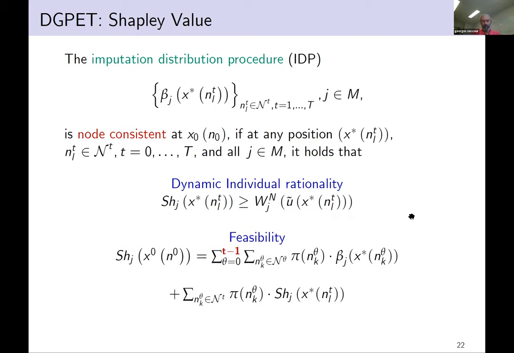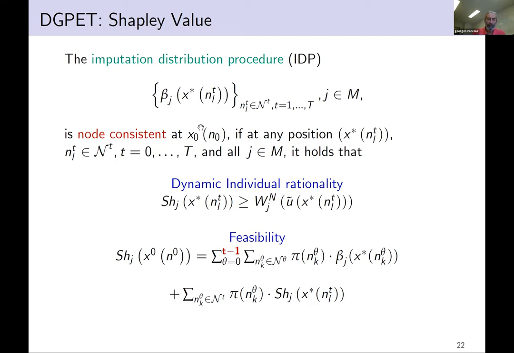Now, suppose that I have done this. Now I know what each player is entitled to get in the whole game. Now I would like to do the following thing. I would like to take this payoff and decentralize it over nodes in a way such that I can get node consistency. So the last step in my algorithm is to introduce a so-called imputation distribution procedure. This is a time function, node function if you wish, that depends on the nodes. And I have to define it for all nodes, all periods, all players.